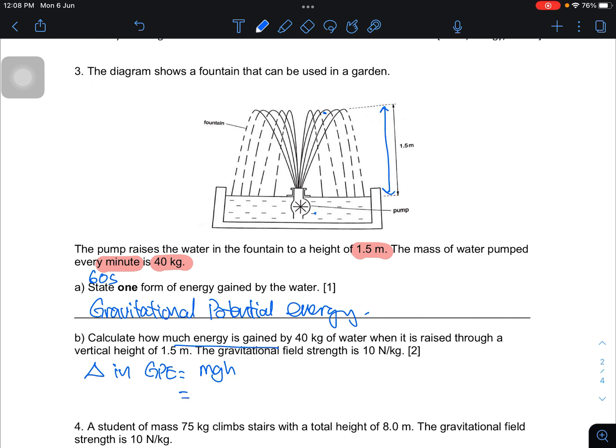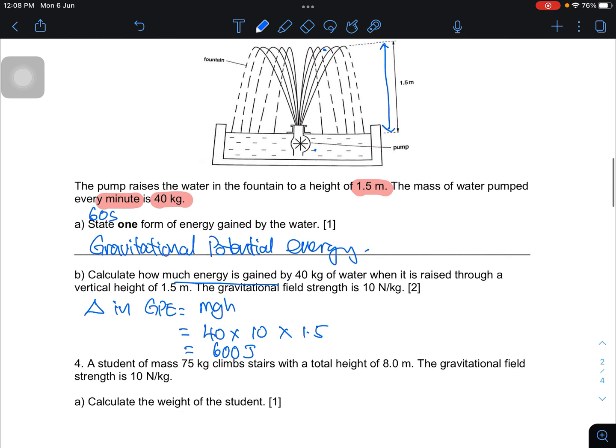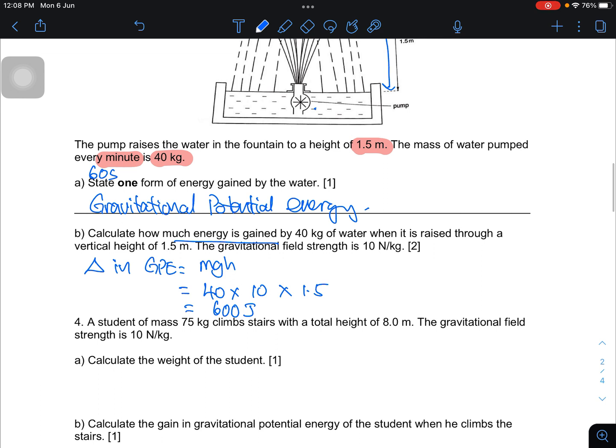M, in this case, is 40 kg of water. G, given by the question, the G field strength is 10, and h is 1.5 meters. So we just put everything in. Let me do a quick one. It will be 600. So every 1 minute, 600 joules of energy is pumped to the water to help it gain that GPE, assuming there's no energy loss.